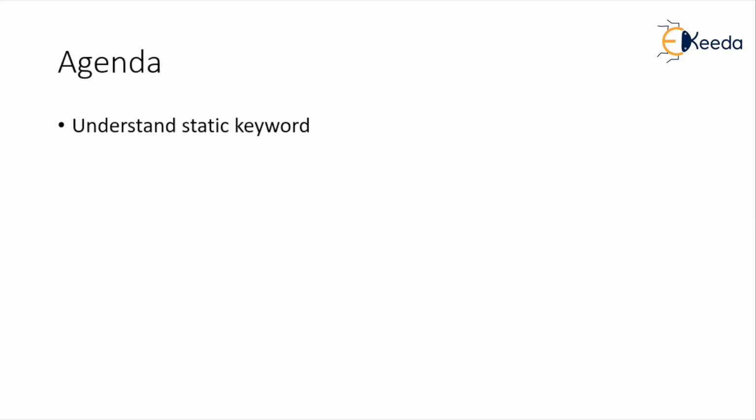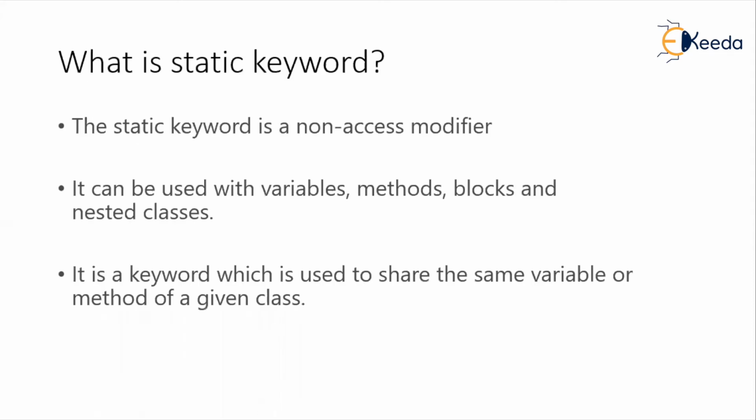So let's get started. First of all, let's understand what a static keyword is. In short, it is a keyword, so it has a specific meaning in the Java programming language. So what is this static? It is basically a modifier, a non-access modifier. Means it is going to provide some modification to the element with which you are using it, but it is not specifying the scope of that particular element.